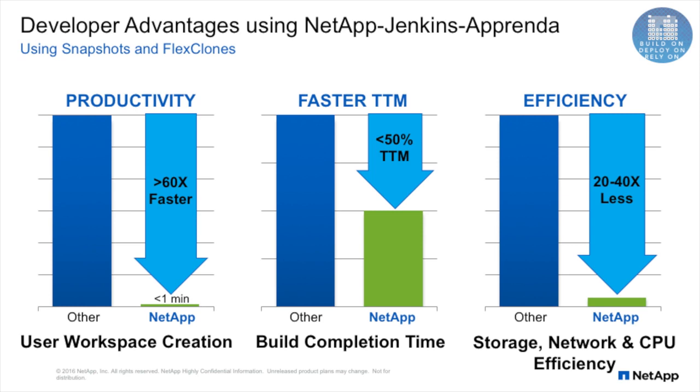The combined benefits have been talked about several times throughout this demonstration, but we'd like to focus on three key measurable outcomes, namely improved productivity as measured by the reduced amount of time it takes developers to set up their workspaces, faster time to market as a result of faster build times, and finally, improved efficiency as measured from the reduced demands on not only the CPU, but also the network and storage resources that are required to support the development and continuous deployment process.